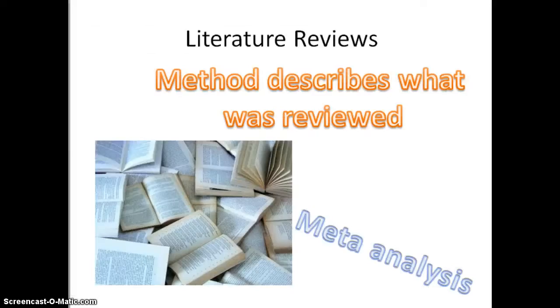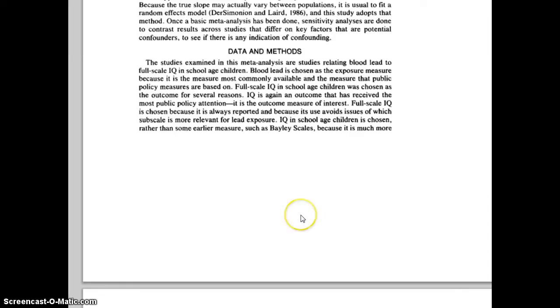Now you may have written a literature review for other classes, I hope you have, but there are articles that are just literature reviews themselves, and the method of those will describe what they reviewed. Alright, here we have another example. So here's another method section of a study, and this one uses a meta-analysis, which is one way of doing a literature review, one of the more common ways.